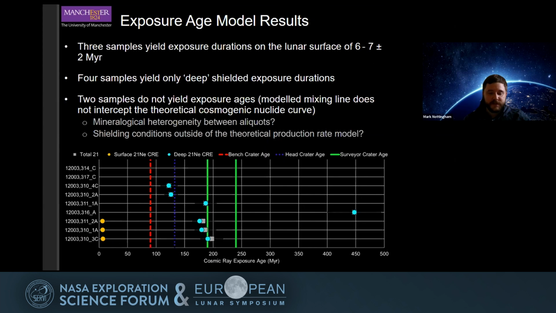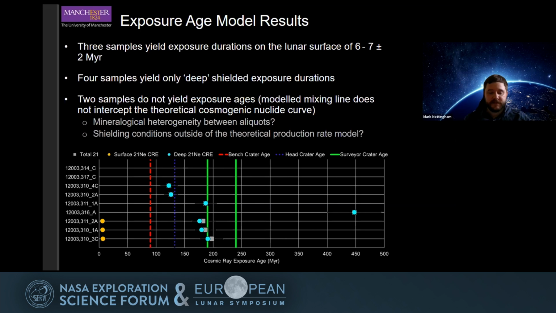Our results for the 2-stage models were quite promising. 3 samples showed surface exposure of 6 to 7 million years plus or minus 2. And 4 samples only showed deeply shielded exposure, which means that their surface exposure was at most a few 100,000 years, so below the resolution we can resolve to.